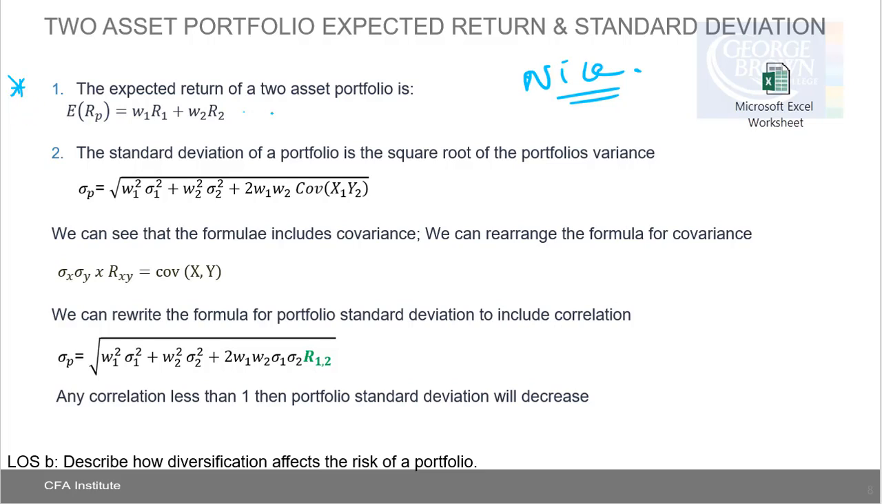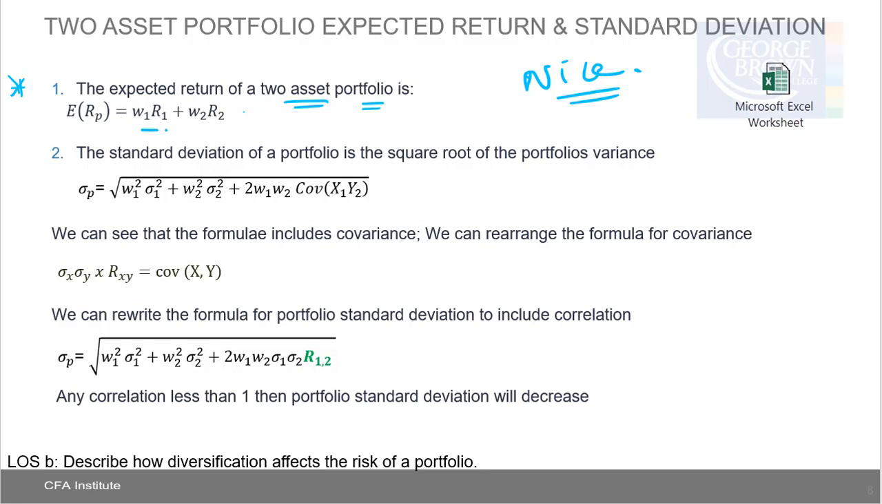So number one, and we always start with a 2-asset portfolio as the foundation, just to, if you add more assets, you're just expanding the math. So we always just start with a 2-asset portfolio in the readings. And so number one, the expected return of a 2-asset portfolio is just the weighted average, okay?